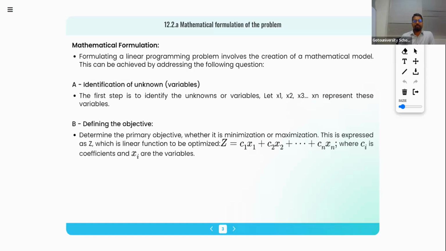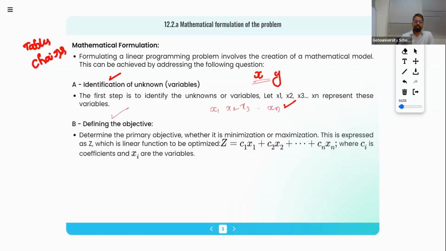First, identification of unknown variables. Generally, we take x and y for a two-dimensional linear program, right? In general, they are taken as x1, x2, x3, and so on for n different variables. These are variables which are unknown. We need to identify which are unknown. For example, in the example I gave, the number of tables and number of chairs. In the first example, they were taken as x and y. They are the unknown values.